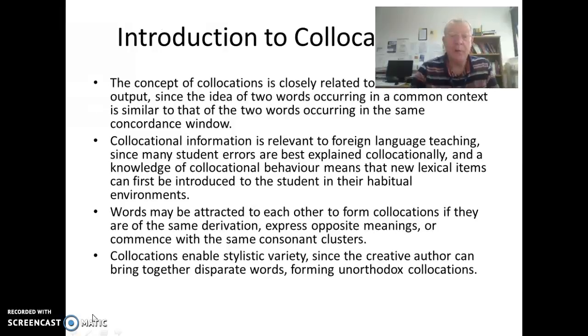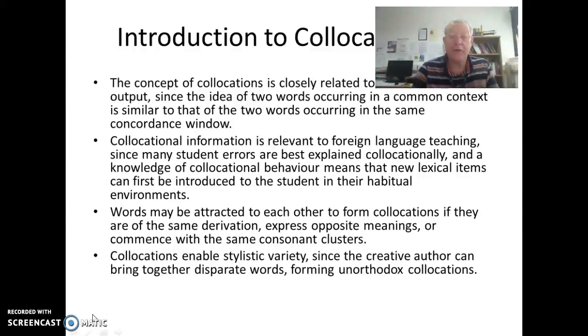The concept of a collocation is closely related to that of concordance output, since the idea of two words occurring in a common context is similar to that of two words occurring in the same concordance window.